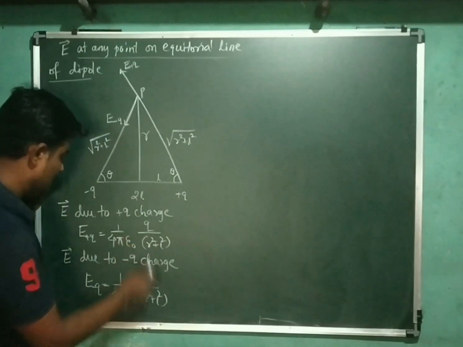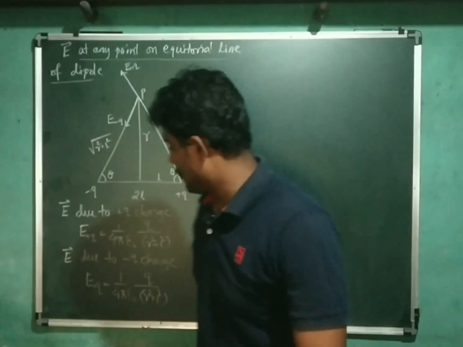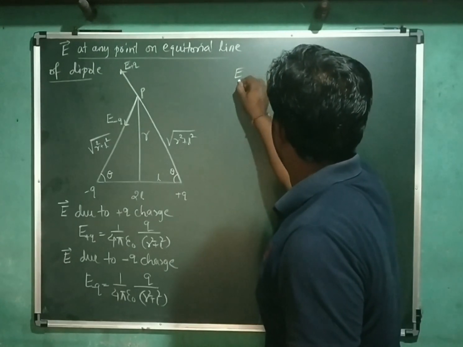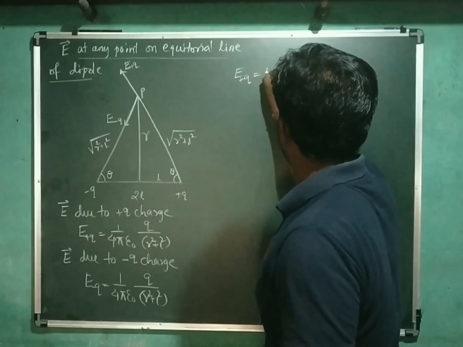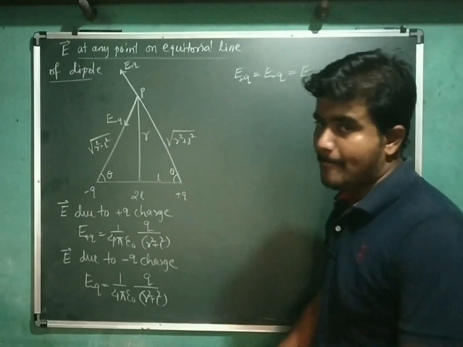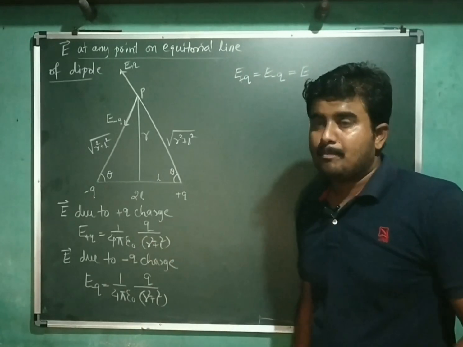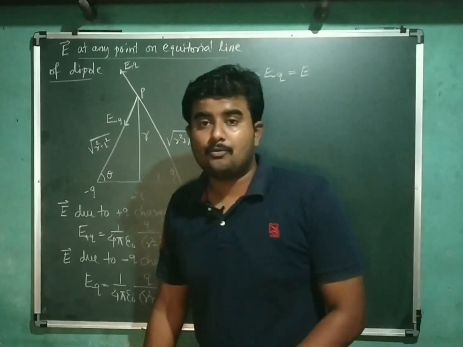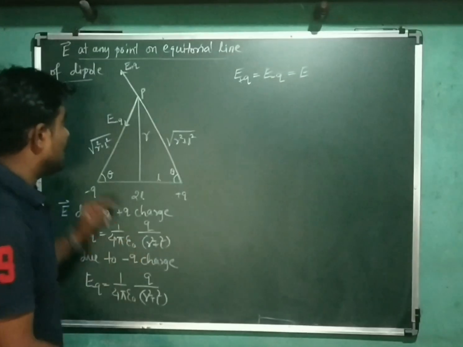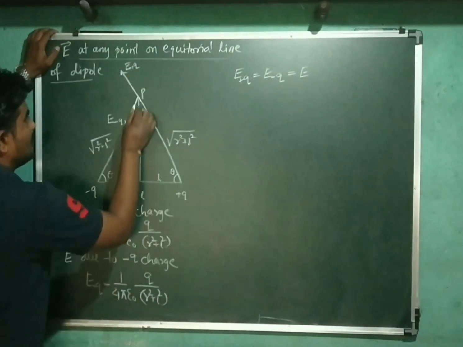As you can observe, the magnitude of E due to plus Q and E due to minus Q are both the same. Therefore I can write electric field due to plus Q charge and electric field due to minus Q charge is equal to electric field E. Magnitude wise these two are the same, but direction wise they are not the same. Therefore we need to calculate the resultant. So in order to calculate the resultant, I will split this electric field vector quantity into two components.